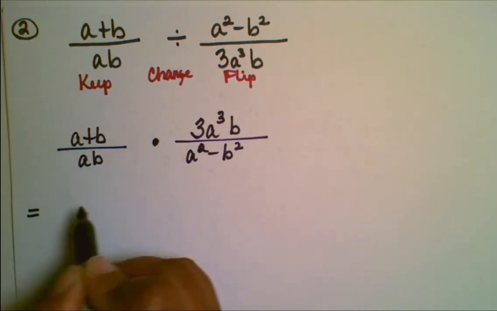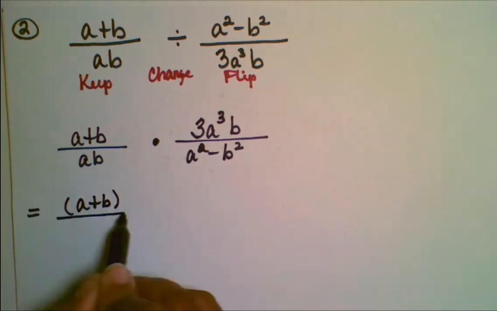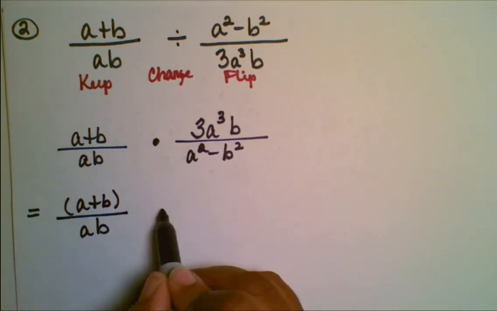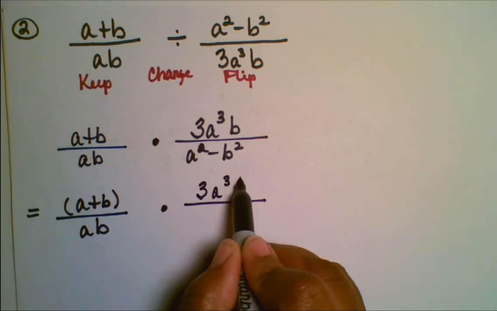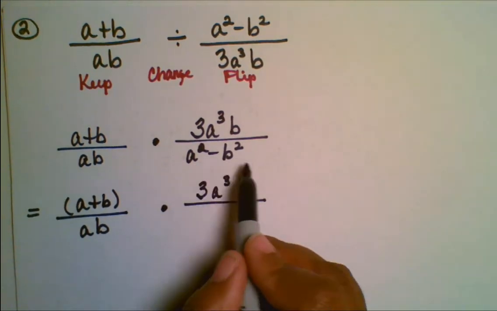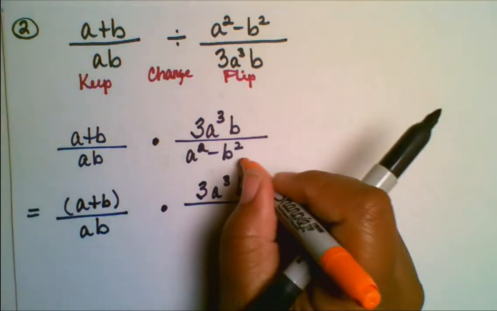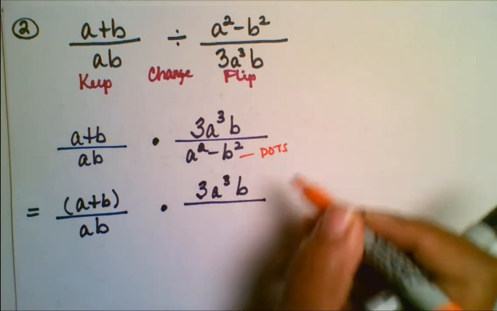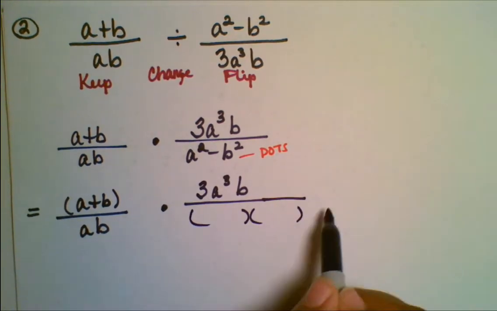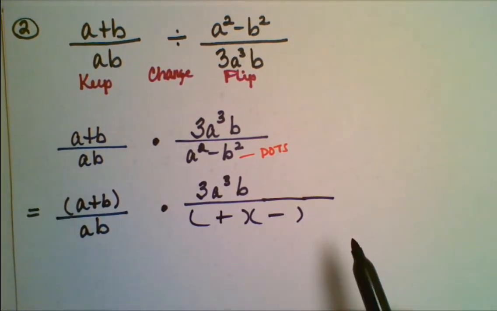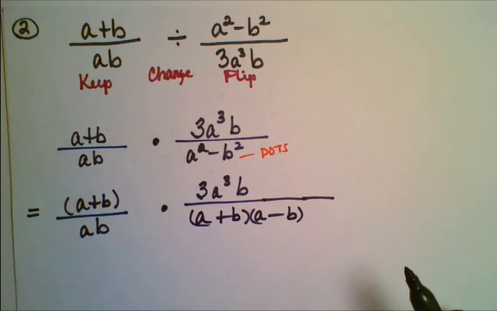Now let's factor. First fraction, we cannot do anything to the numerator nor the denominator. The second fraction, 3a cubed b, there's nothing that we can do just yet. But this denominator, we can do something to that, and that would be the difference of two squares. Set up your template. Opposite signs. A and A for the first term, B and B for the second.